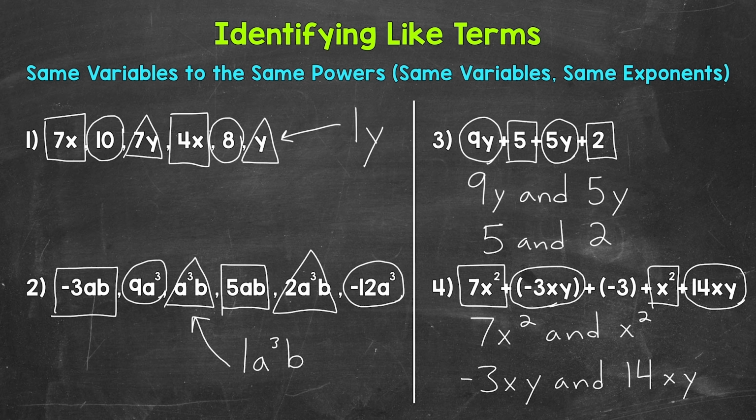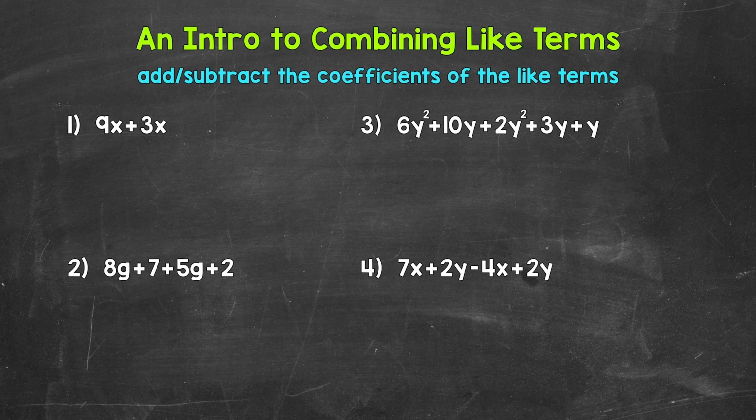Let's move on to an introduction to combining like terms. Now remember, like terms are terms with the same variables to the same powers. When we combine like terms, we look for any like terms in the given algebraic expression and combine them into one term. By combining like terms, we can simplify expressions. That just means we can rewrite the original expression in a simpler and easier way to understand and work with.